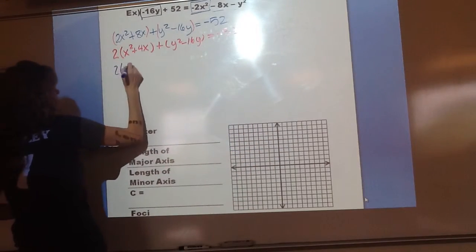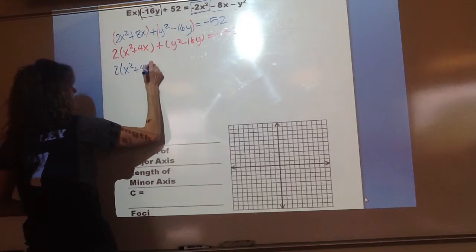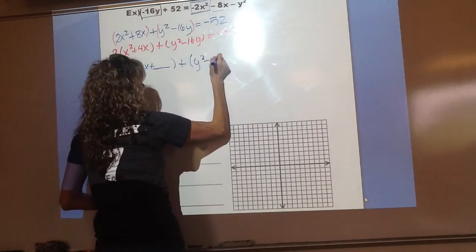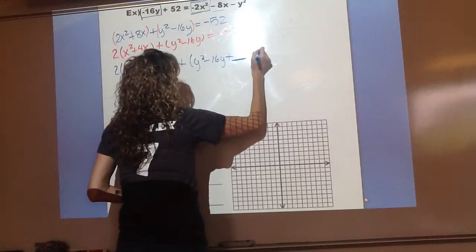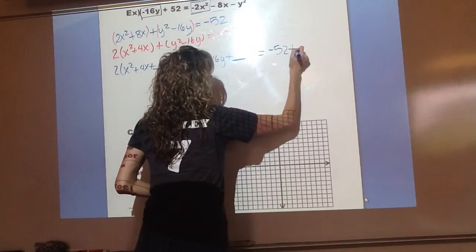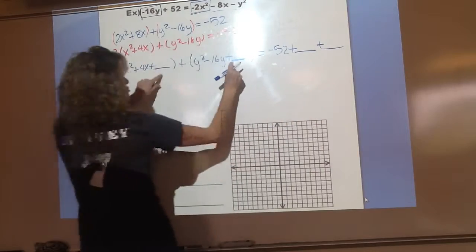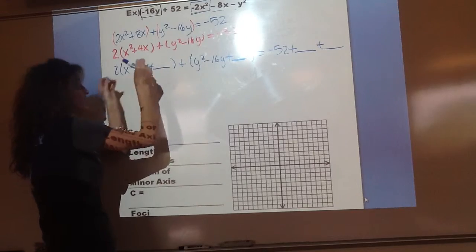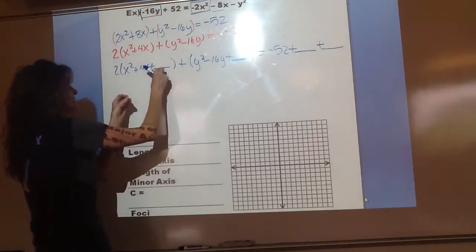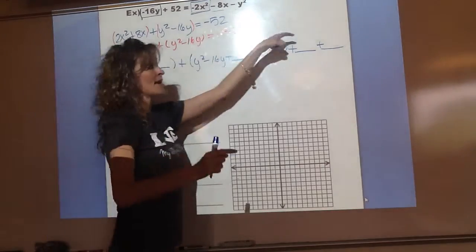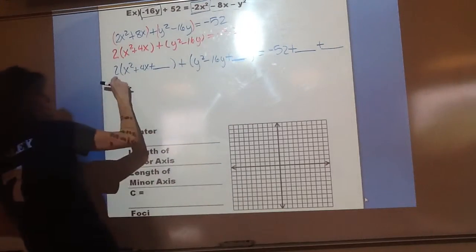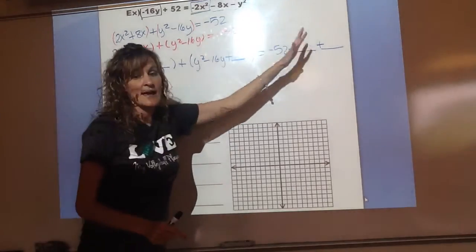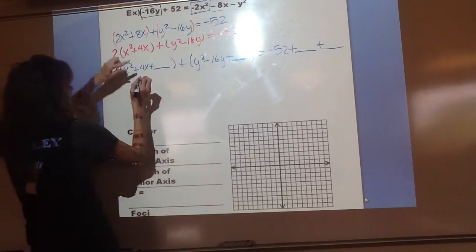Okay, so to complete the square, I usually will go x squared plus 4x plus blank plus y squared minus 16y plus blank equals negative 52 plus blank because I have 2 blank spots here. Now we have to be careful because when I find this number, I'm not just taking this number and adding it over there. I have to take this number times 2 and then add it over there. Whatever this, if there's a coefficient outside of the parentheses, we have to multiply that first and then add it over there.